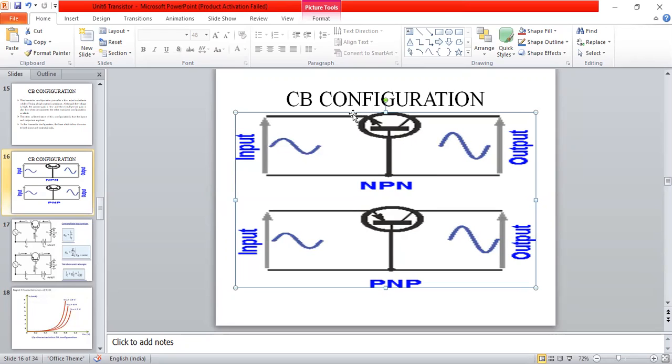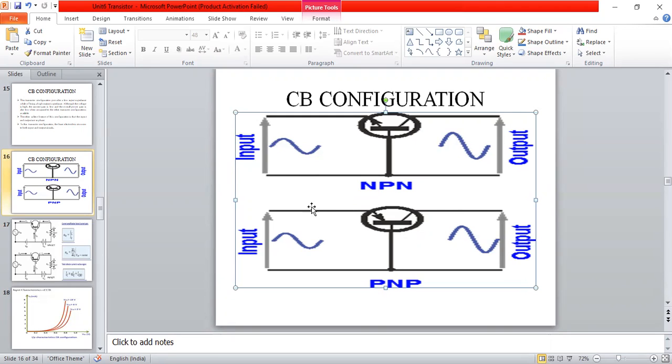For the NPN, the current direction will be from the collector to the arrow side. Whatever the arrow side is, that is called which terminal? Emitter. The other terminal is collector, and the center point where it is connected is called base. This arrow indicates that in the NPN transistor, the current will flow from the collector to the emitter.